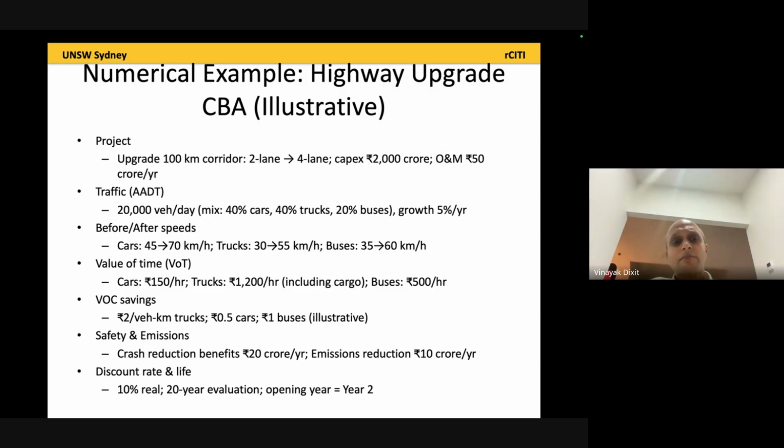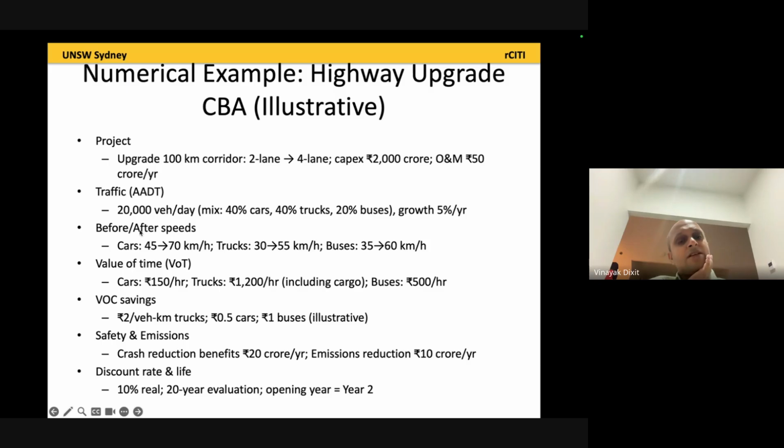Now, the traffic AADT. The average annual daily traffic is approximately 20,000 vehicles per day, with 40% cars, 40% trucks, 20% buses, at a growth of 5% per year. This is fine. This is what generally comes from the demand forecast, so based on the demand forecast annually, this is what you develop.